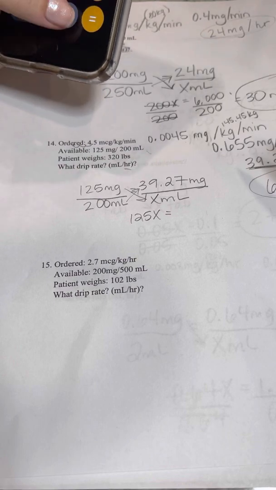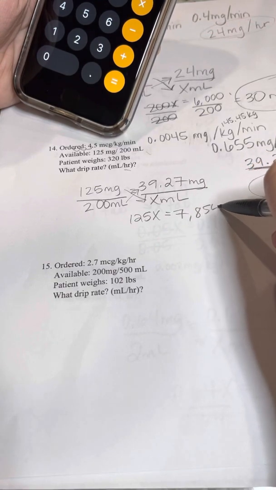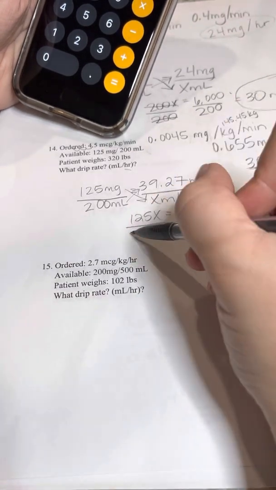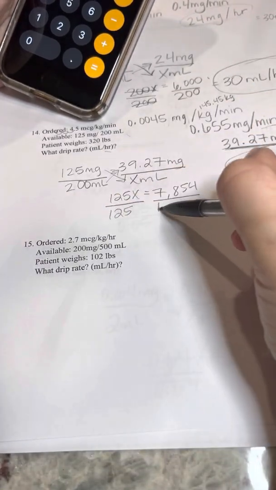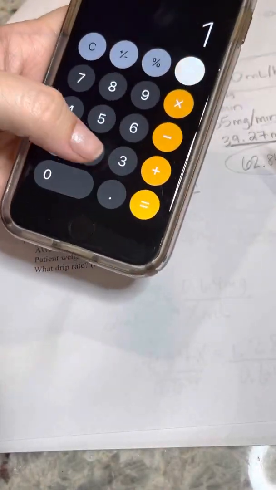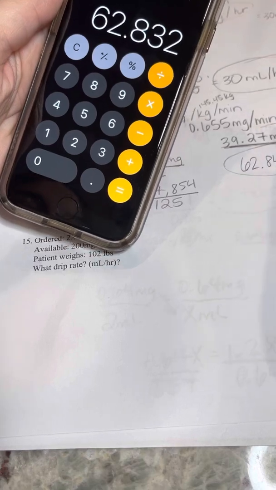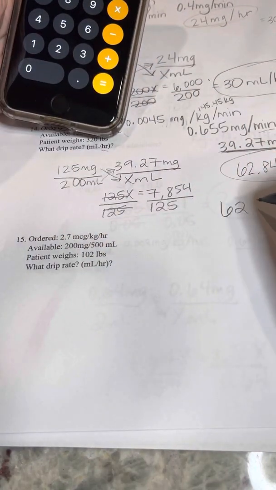Times 39.27, 7,854. I rounded that, so it might come out a little different. Okay, we're going to divide each side by 125 to get x by itself. 62.83. So close enough. Let's just round it to 62.8. Remember on ATI, they'll tell you round to the 10th, round to the whole number.